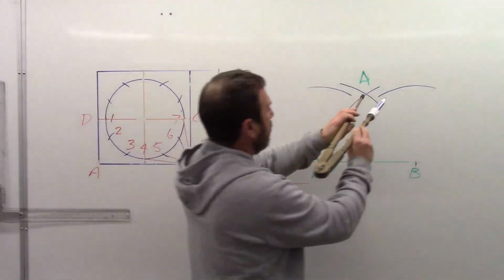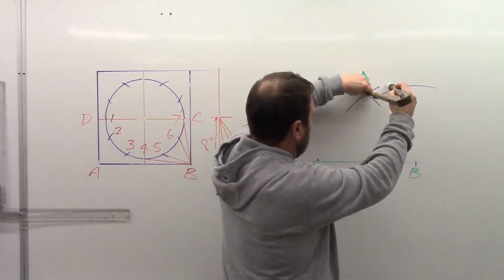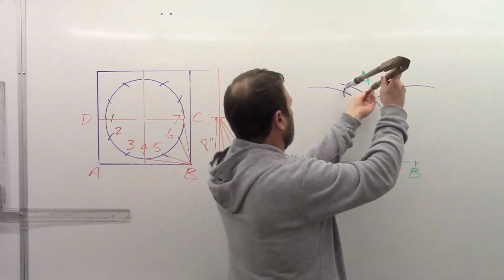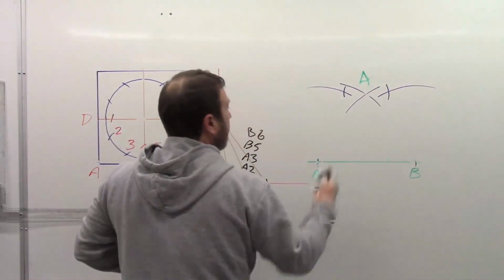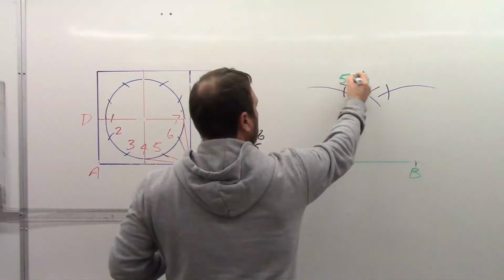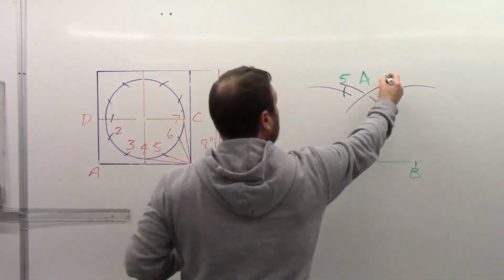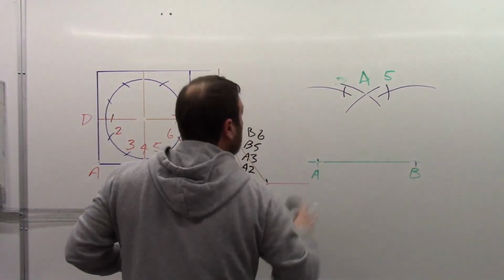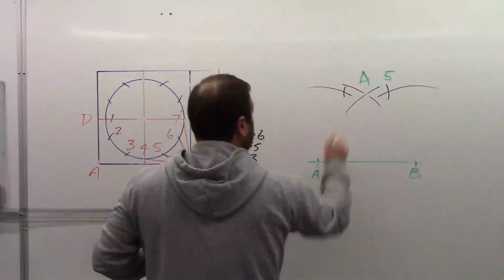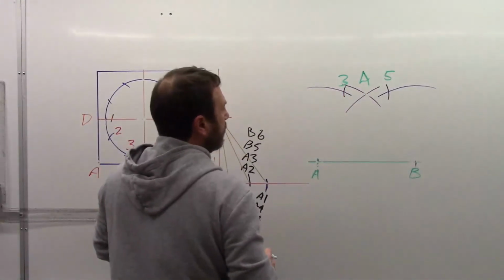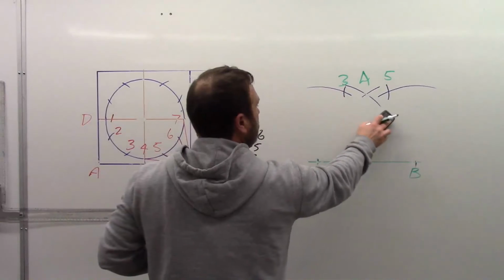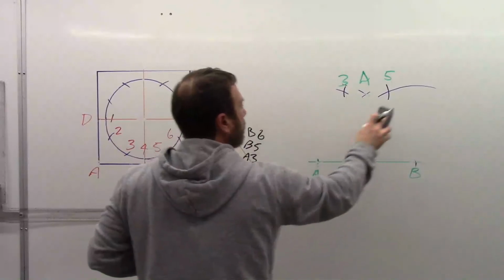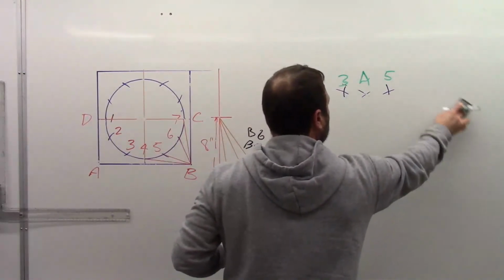And from 4, I swing that. And those become point, whoops, wrong way. 5, and that one will be 3. Going this way. Okay, so because my arcs were large, just for clarity, we'll shrink this down a little bit. And we get something like this, right?